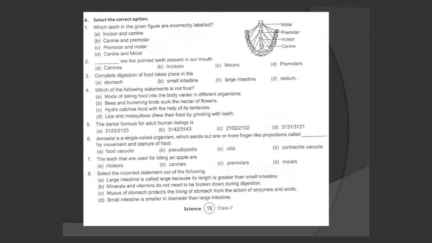Minerals and vitamins do not need to be broken down during digestion. Correct. Mucus of stomach protects the lining of stomach from action of enzyme. Correct. Small intestine is smaller in diameter than large intestine. The correct answer is option A. Are you clear? Then next one.